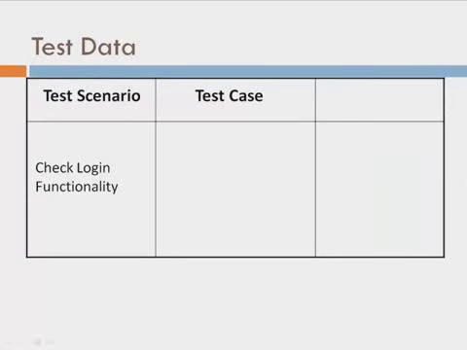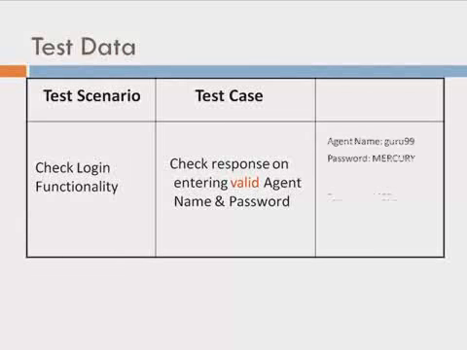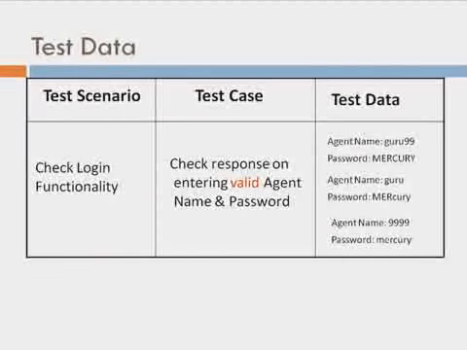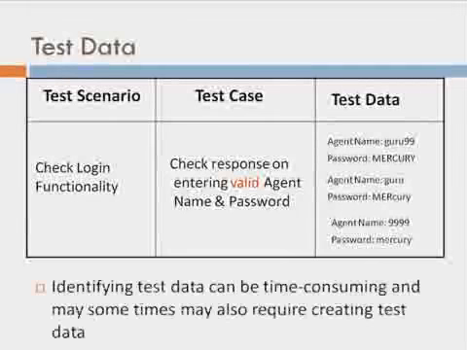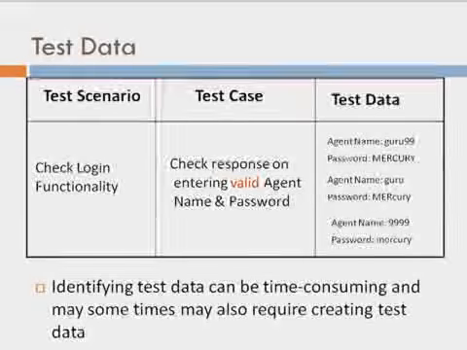Now consider just this test case, check response on entering valid agent name and password. It's obvious that this test case needs input values, namely agent name and password. This is nothing but test data. Identifying test data can be time-consuming, and may sometimes require creating the data. The reason it needs to be documented.